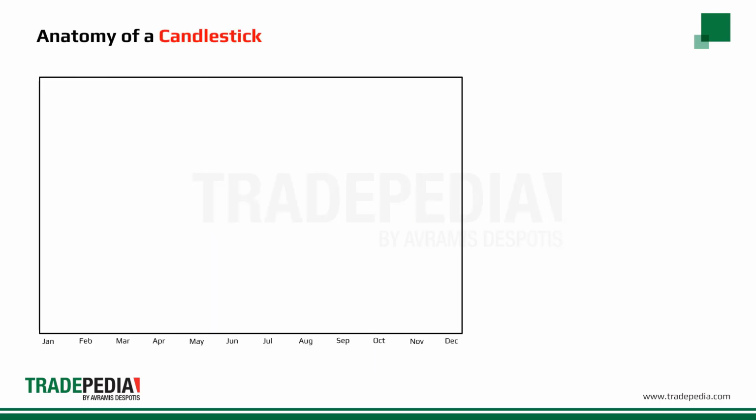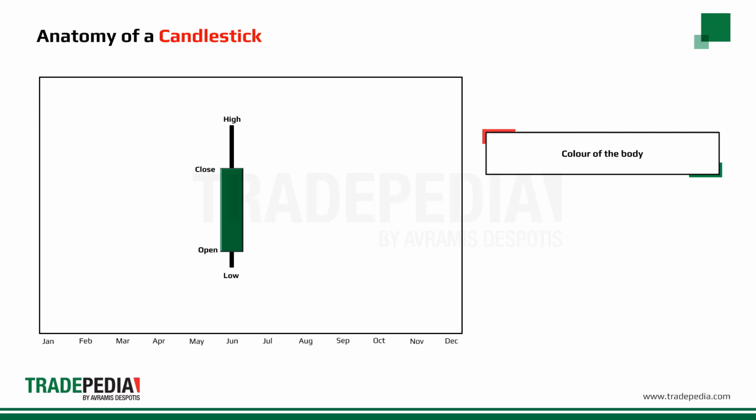As we have seen before, a candle is made up of the rectangular part, the difference between the open and the close, called the body, and the upper and lower shadows, which show the difference between the body and the high and the body and the low. When analyzing a candlestick, the first important element is the color of the body. A green candle is bullish, while a red candle is bearish.